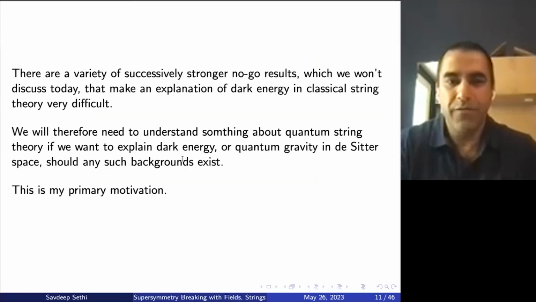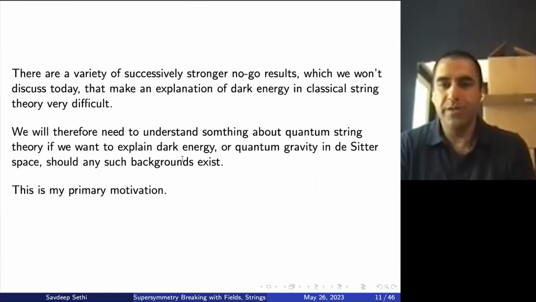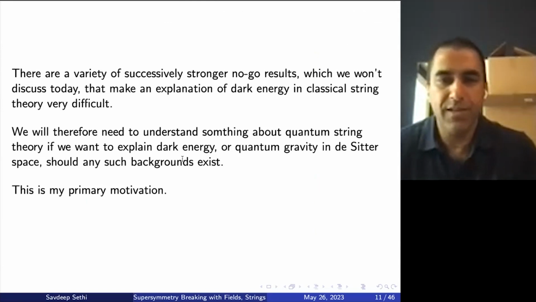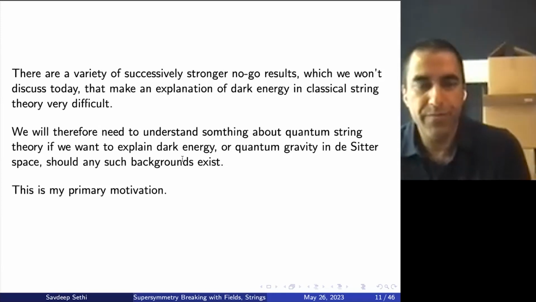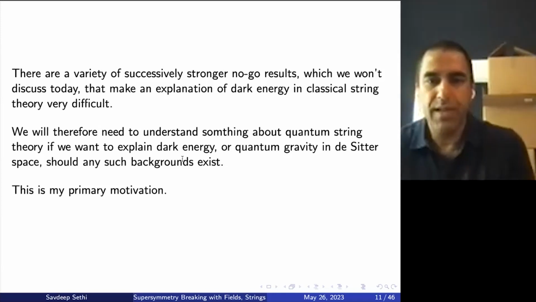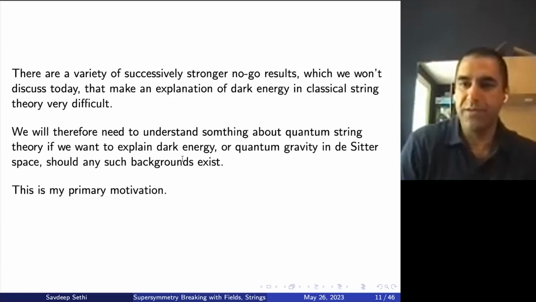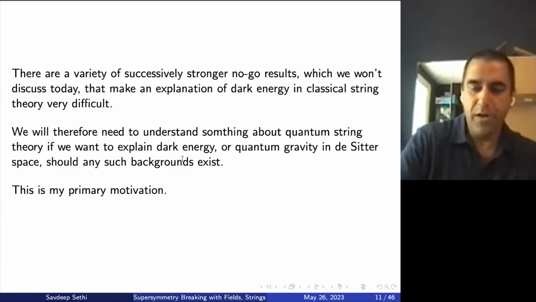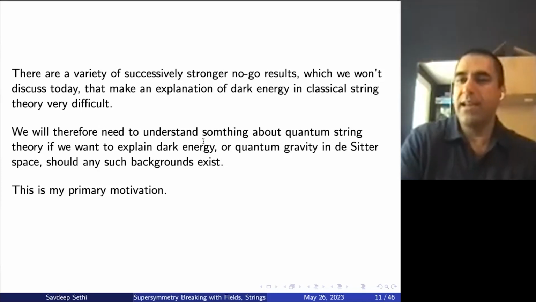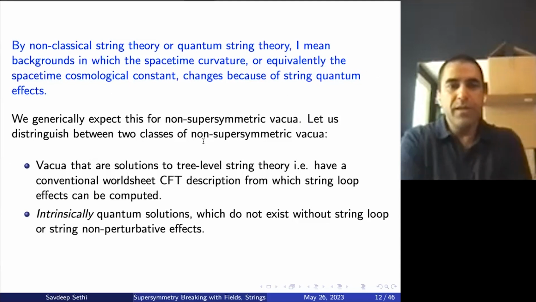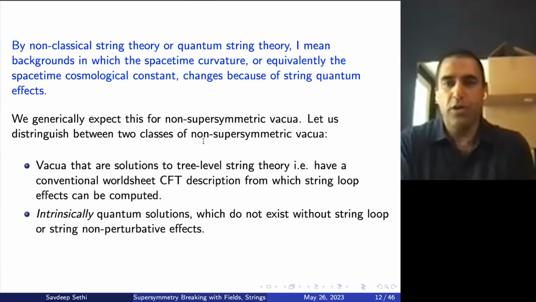So there are a variety of successively stronger no-go results, which we won't discuss today, that make an explanation of dark energy in classical string theory very difficult. So we'll therefore need to understand something about quantum string theory if we want to explain dark energy or quantum gravity in de Sitter space, should any such backgrounds actually exist. This is my primary motivation. I want to get to an accelerating universe of some sort and actually have a definition of quantum gravity in that universe. What do I mean by non-classical string theory or quantum string theory?